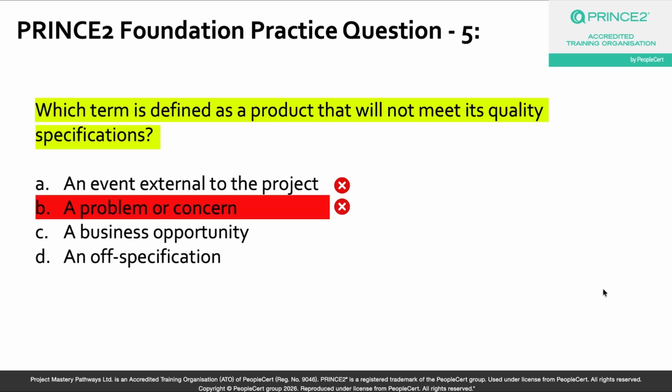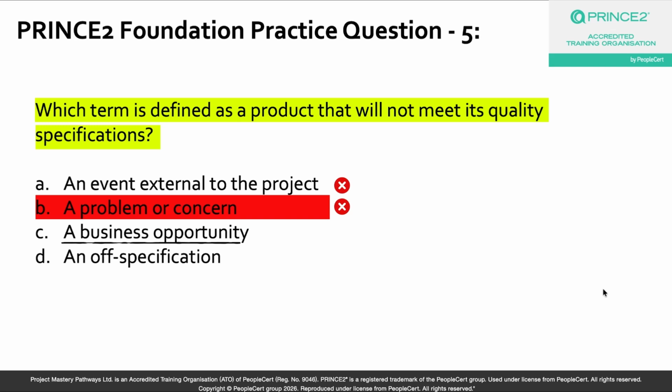Let's look at option C, a business opportunity. Now, interestingly, business opportunity is actually listed as a type of issue in PRINCE2. Okay, and yes, that surprises a lot of project managers because in PRINCE2, issues are not just problems. Okay, they are unplanned events that require management action, and that definitely can include positive surprises as well. So, for example, a new technology becomes available mid-project that could significantly improve the product. Now, that is a business opportunity raised as an issue because it needs to be assessed and a decision made about whether to act on it.